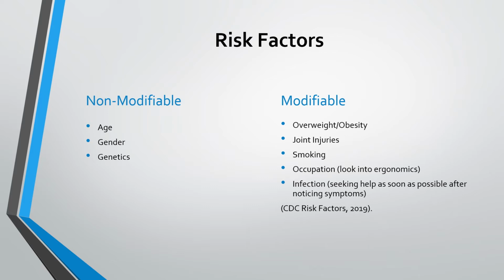Smoking is also a risk factor. Your occupation can be a risk factor, and while I wouldn't say you can always just change your occupation, you can look into ergonomics. So this could range anywhere from making sure that your desk chair is at a good height to help your posture, or making sure that you're lifting objects with correct form, depending on what your occupation actually is.